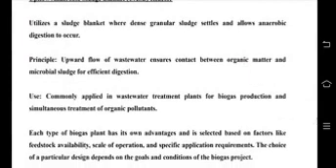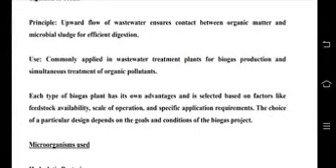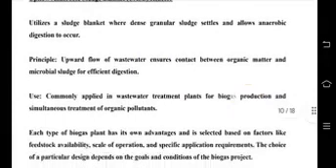An upflow anaerobic sludge blanket, or UASB, reactor utilizes a sludge blanket where dense granular sludge settles and allows anaerobic digestion to occur. Dense granular sludge will settle down and that will lead to anaerobic digestion. Upward flow of wastewater ensures contact between organic matter and microbial sludge for efficient digestion. Commonly applied in wastewater treatment plants for biogas production and simultaneous treatment of organic pollutants. So this one is used in wastewater treatment plants because sludge is there. So dense granular sludge will be settled into the bottom, which can be used for biogas production.